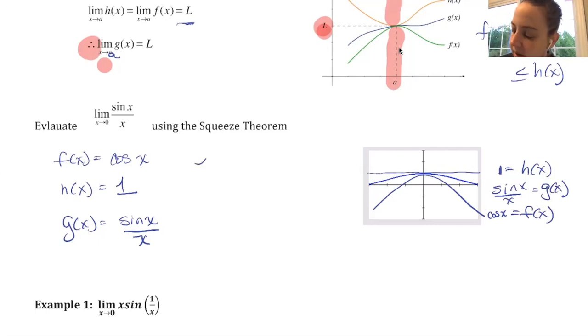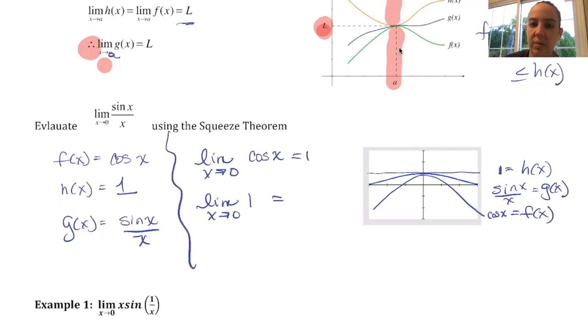Because the limit as x approaches 0 of cosine of x, so again, substitute that 0 for x, cosine of 0 is 1. And the limit as x approaches 0 of 1, well, that's a constant. And we talked about that rule earlier with our limit rules. The limit of a constant is always that constant. So this is 1. So because h of x is greater than g of x, which is greater than f of x, and my h and my f both have a limit of 1, we can say, therefore, the limit as x approaches 0 of sine of x over x must also be equal to 1.